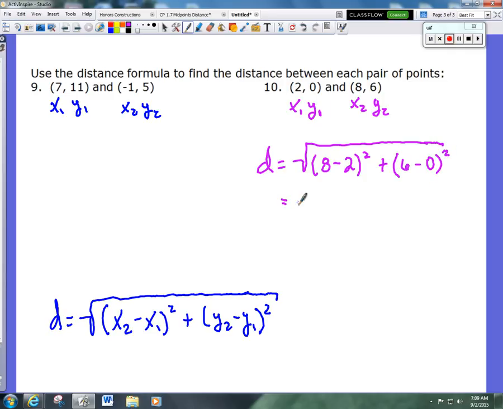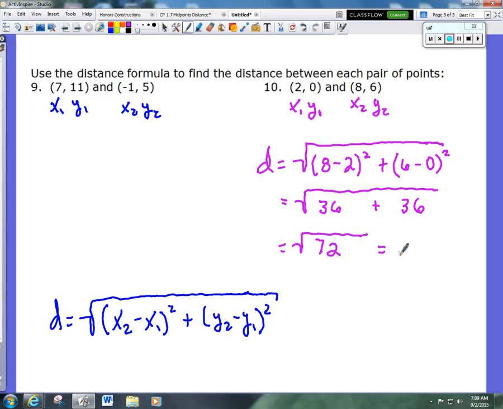And we'll simplify. 8 minus 2 is 6. 6 squared is 36. 36 plus 6 minus 0 is 6. 6 squared is 36. Add those together, and you get 72.